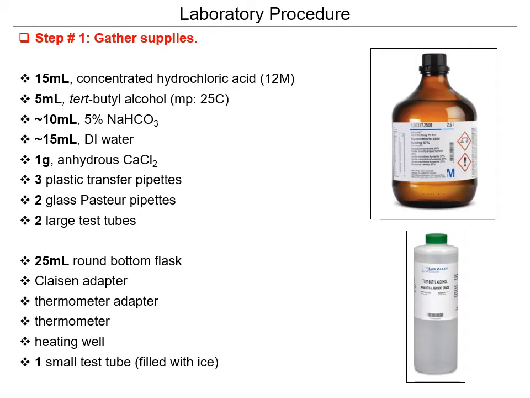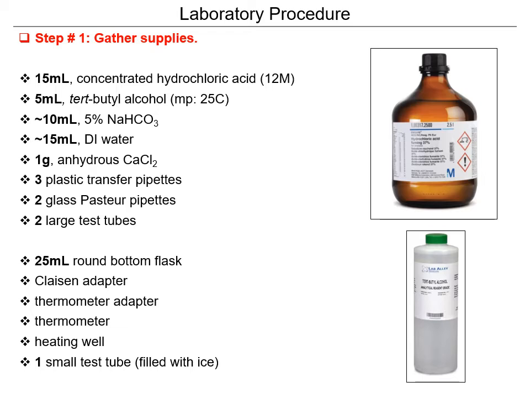For this experiment, you will need to procure the following items: 15 milliliters of concentrated hydrochloric acid, 5 milliliters of tert-butyl alcohol, about 10 milliliters of 5% sodium bicarbonate, 15 milliliters of DI water, 1 gram of anhydrous calcium chloride, 3 plastic transfer pipettes, 2 glass Pasteur pipettes, and 2 large test tubes.